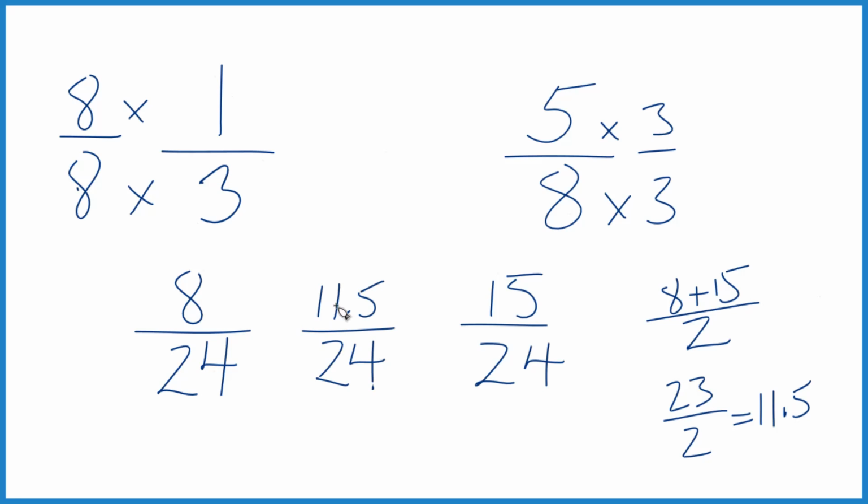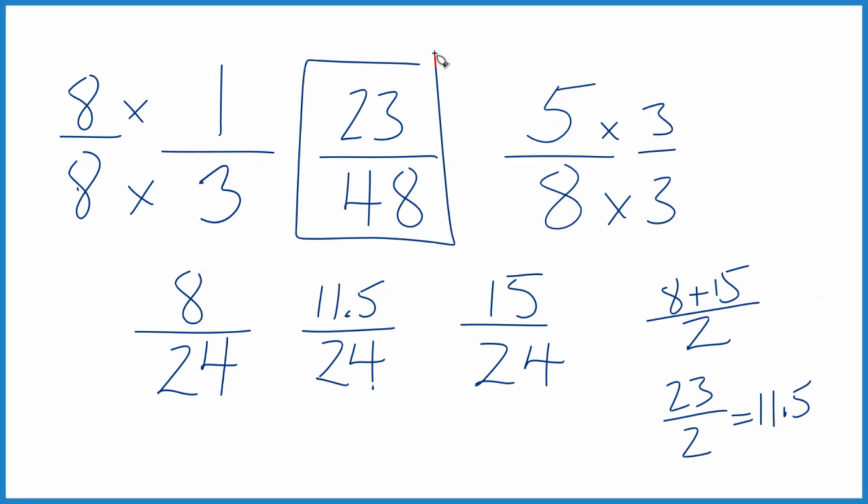I don't really like the decimal there, so I'm going to multiply the numerator by 2 and the denominator by 2. 11.5 multiplied by 2 is 23. 24 multiplied by 2 is 48. So the fraction exactly halfway between 1/3 and 5/8 is 23/48. And if you just added 1/3 plus 5/8 and divided by 2, you get the same answer.